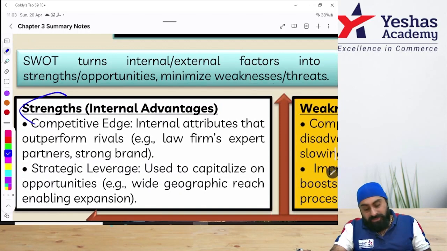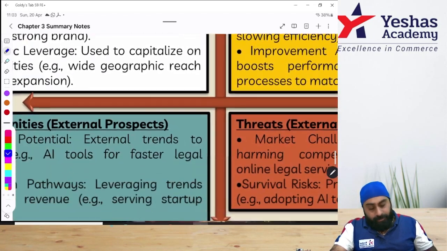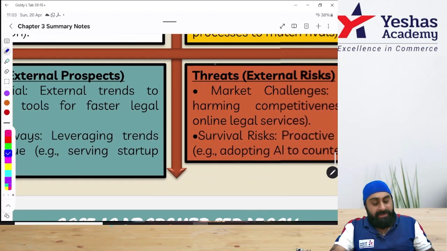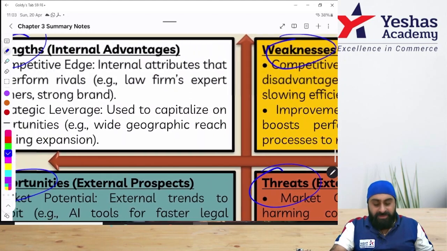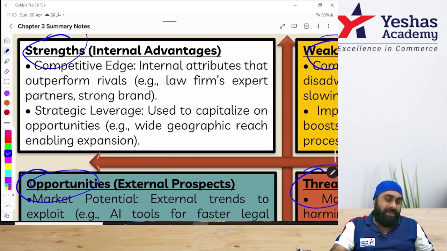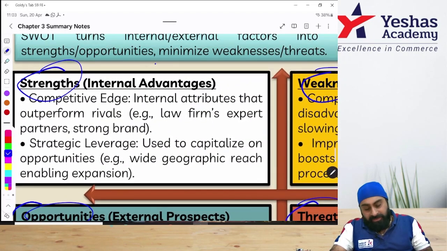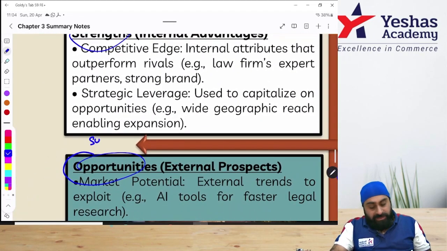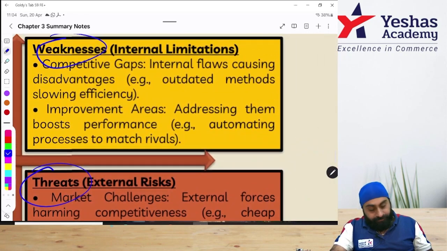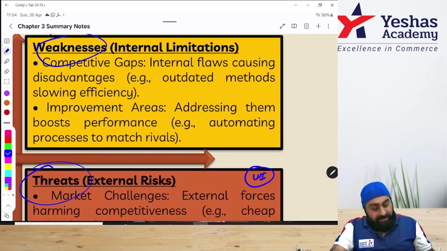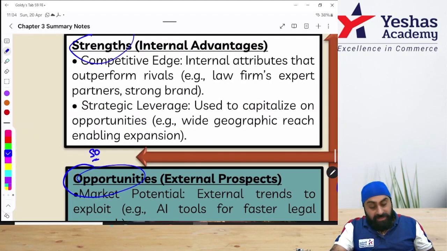SWOT analysis, guys. SWOT stands for what? Strength, weakness, opportunities, and threats. In very simple terms, it is never to be studied in one format. It should be studied in combinations of two: strength and opportunity, weakness and threat, weakness and opportunity, strength and threat. So it's a combination. You should always study this in combination in exams.